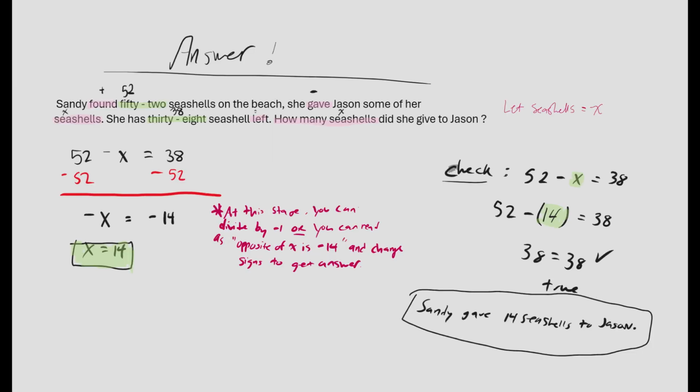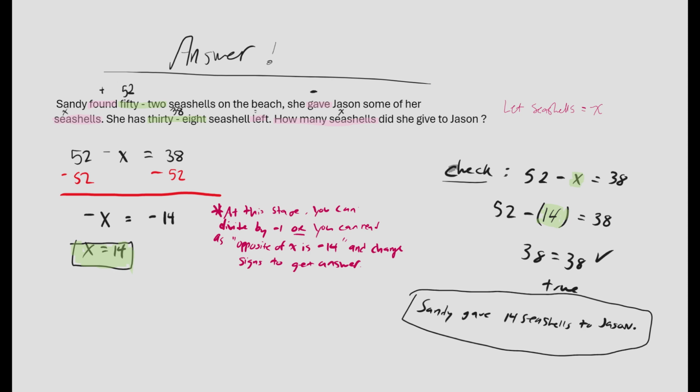Sandy found 52 seashells on the beach. She gives Jason some of her seashells. She has 38 seashells left. How many seashells did she give to Jason? When I look at the words, I'm going to highlight 52 and 38. I'm going to highlight found to know that the 52 is positive. I'm going to highlight gave to let me know that I'm going to be subtracting.